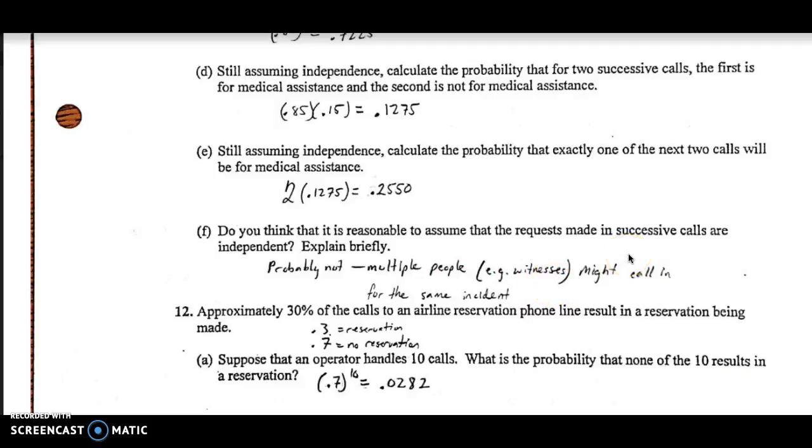So, for example, if someone's house was on fire, all the neighbors that are around them might call into the fire department and report the fire. And they would all be calling at the same time. And so those calls aren't independent because they're all based off the same incident.